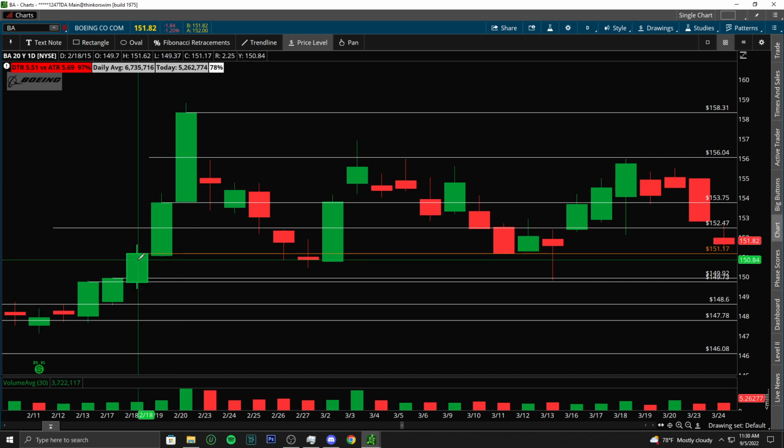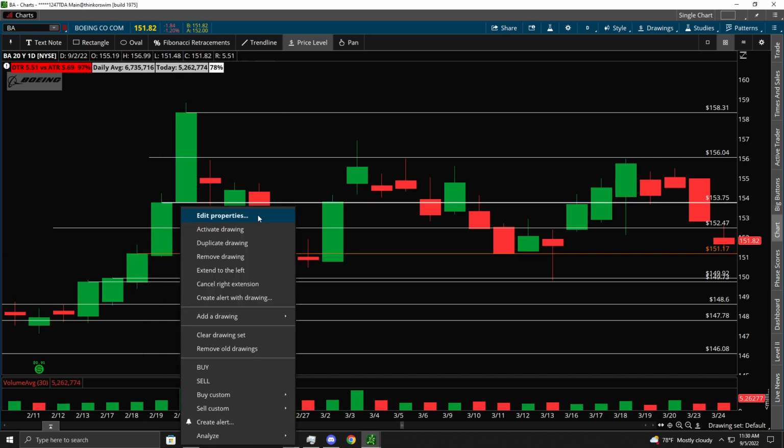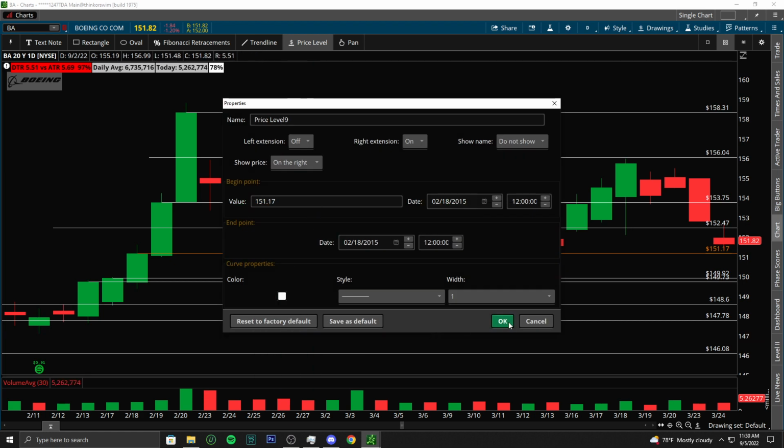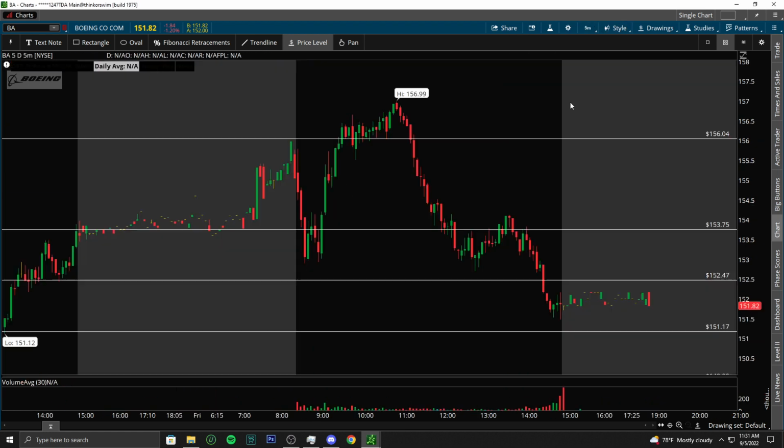It's an emerging candle from February 18th, 2015. So a very, very strong level from a very long time ago. But again, you can see just how effective price history is. Go back out to the 5 minute.